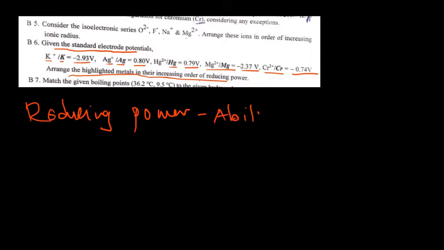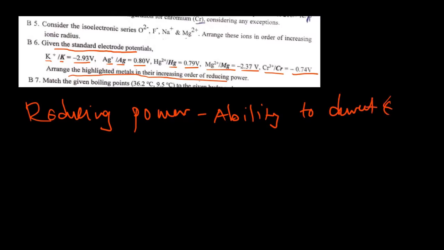Okay, so we first have to know what the reducing power is. The reducing power of a metal refers to its ability to donate electrons.